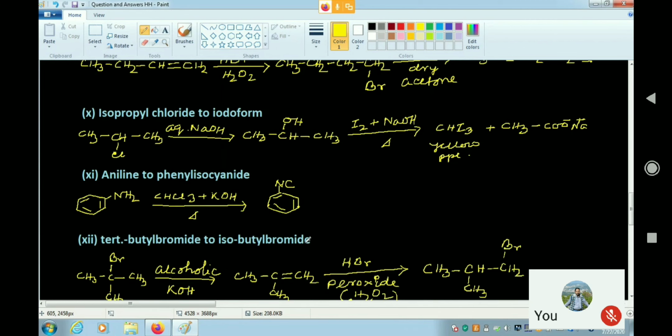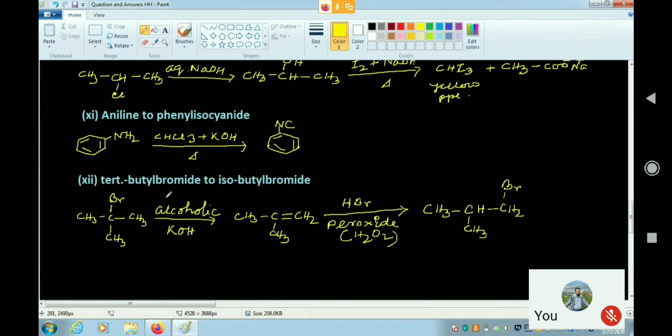Now, the last one is from tertiary butyl bromide to isobutyl bromide. Tertiary butyl bromide has the bromine atom at the middle carbon, and here the bromine has to be taken to the terminal carbon. For that, we can perform the dehydrohalogenation process by treating tertiary butyl bromide with alcoholic KOH, giving rise to methylpropene. And when it is treated with HBr in presence of peroxide, following the anti-Markovnikov rule, isobutyl bromide is formed. Thank you.